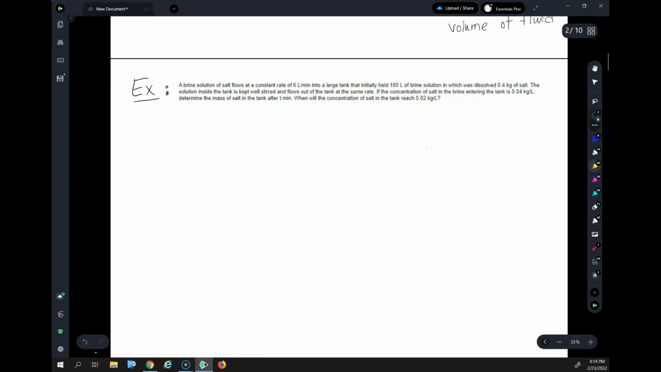There's a second question they want us to address, but we don't need to worry about this to begin with. They also ask us, when will the concentration of salt in the tank reach 2/100 of a kilogram per liter? Don't worry about that part right now. What we're going to do is draw a picture to help us organize this data.